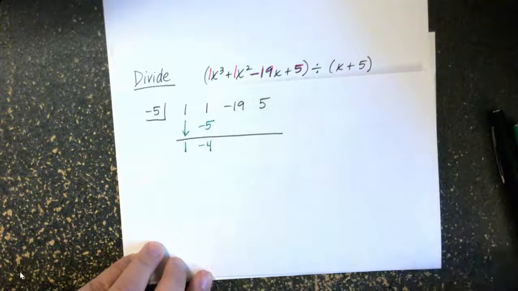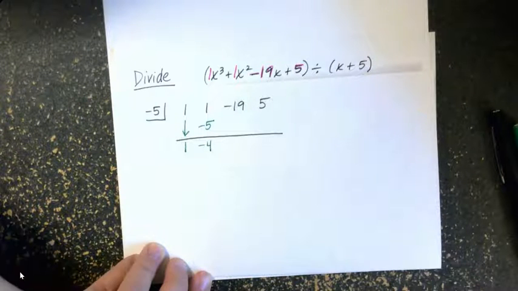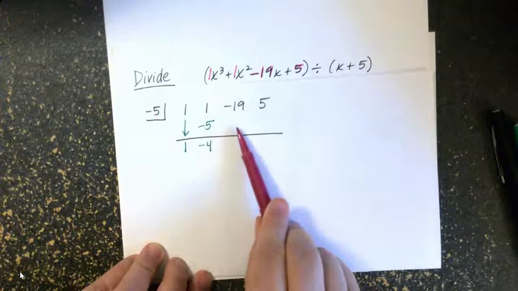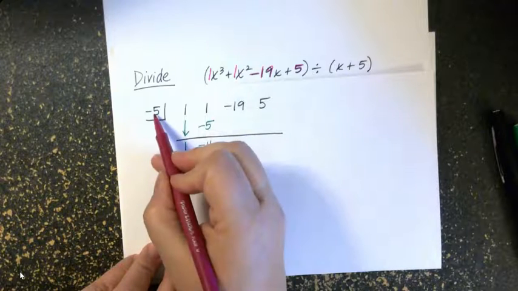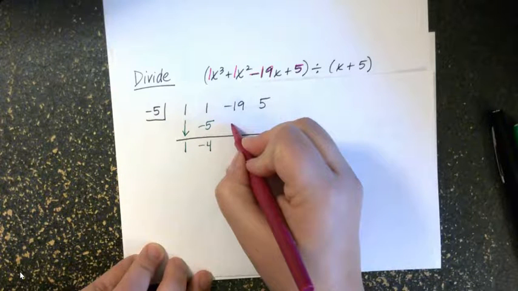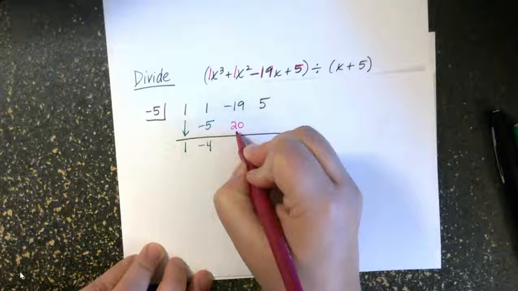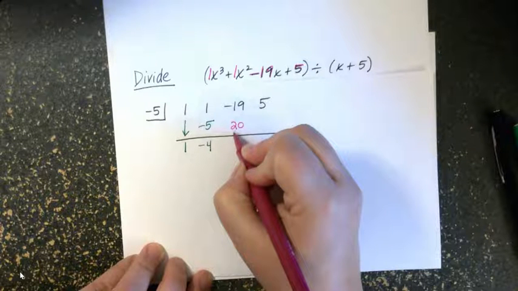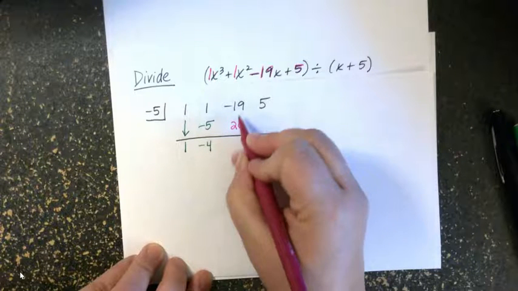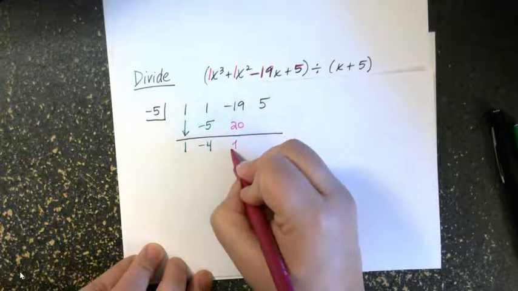That's the whole cycle. Then I'm going to do it again. Negative 5 times negative 4 goes here, and then I add. So negative 5 times negative 4 is 20, and then I add. Remember, in long division, we always subtracted vertically. Here we're just adding. Add with whatever signs are there. So negative 19 plus 20 is 1.